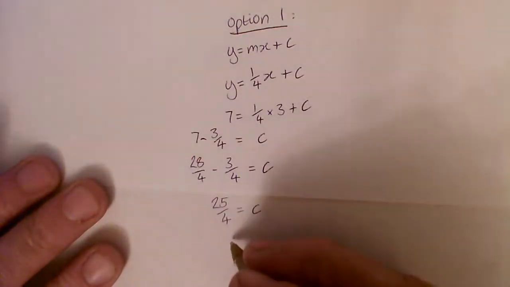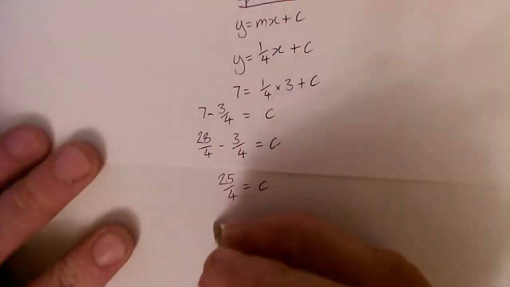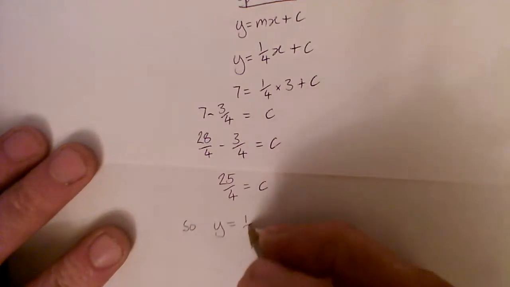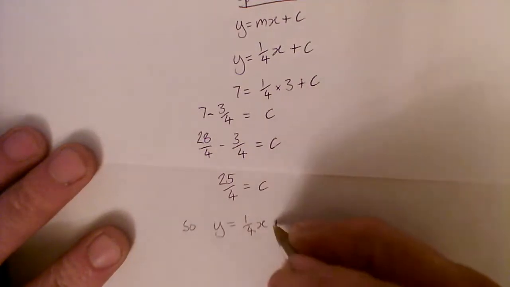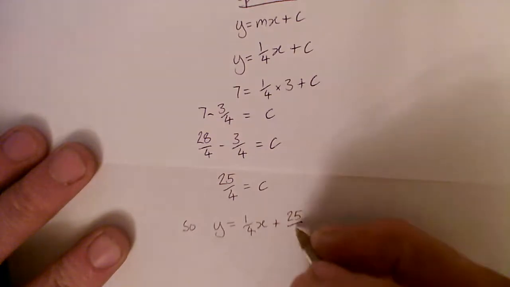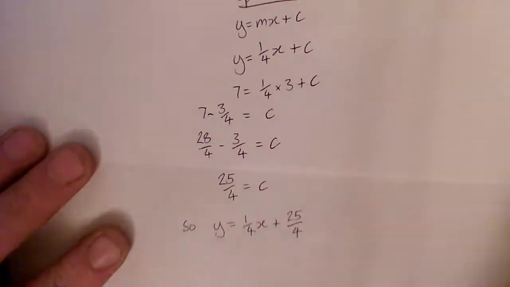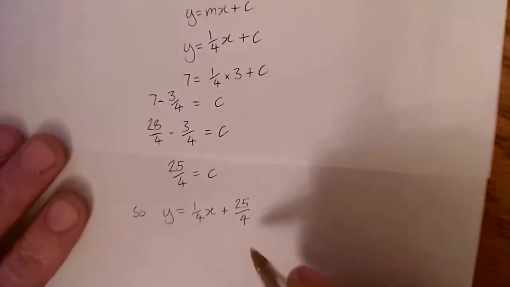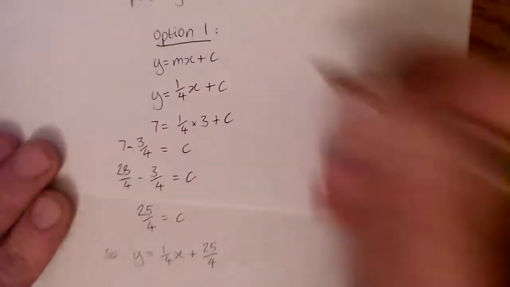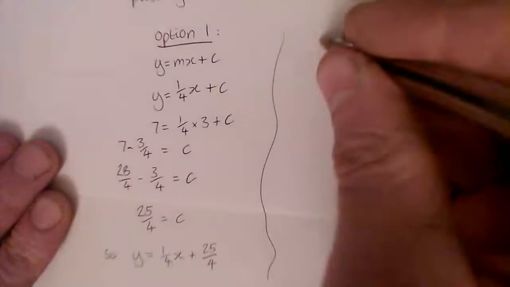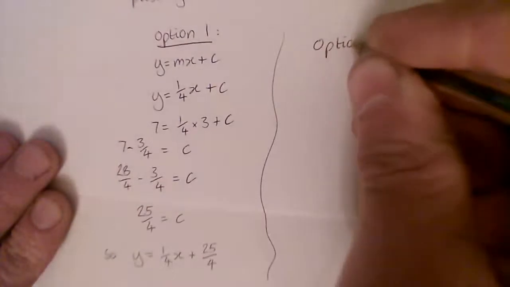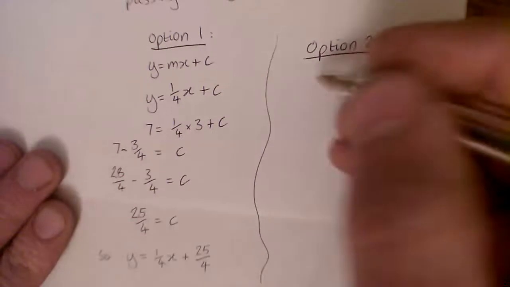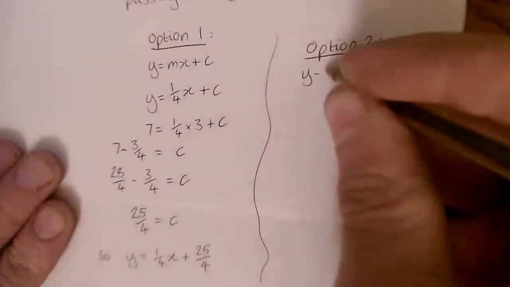And so finally, we want to write our line equation down. So y equals 1/4 x plus 25 over 4. Fractions don't need to be pretty. The fractions can be a mess. That is fine. That is not a problem at all. Okay, we'll do option 2 as well, just so you've seen it. Really, as I say, pick one of the 2 methods. Don't try and swap between them.